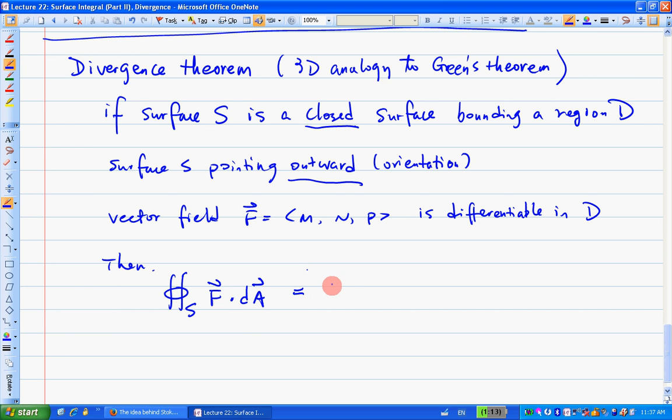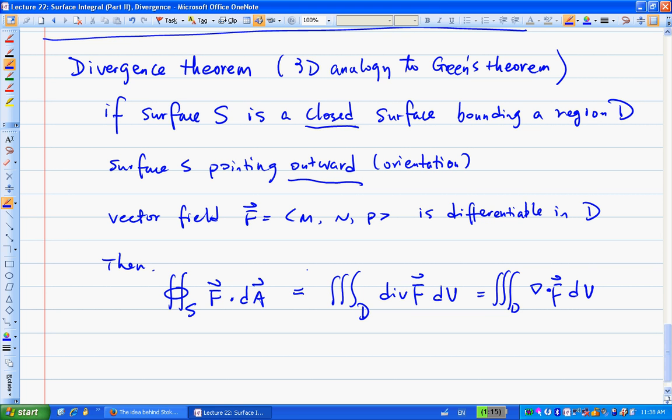Now this is equal to a triple integral. It's a triple integral over the region D enclosed by the surface S. And what do we integrate? We integrate the divergence of this vector field. So that's the divergence theorem. The divergence of the vector field, sometimes we also write it as del dot F. So that's the divergence theorem.